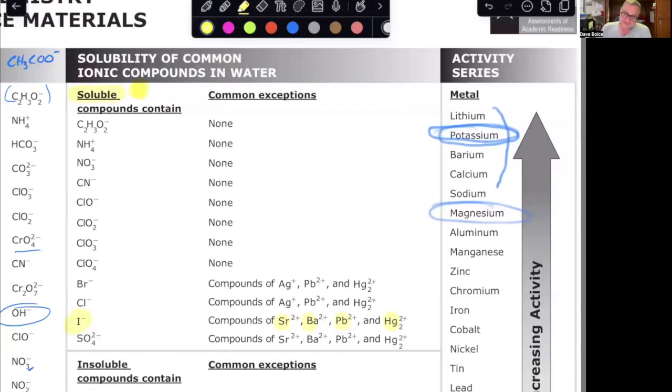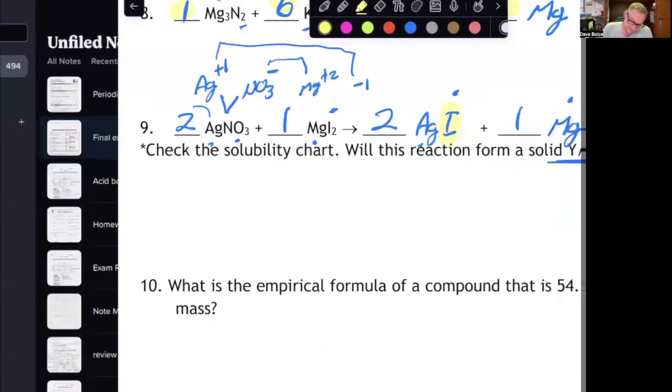That's not going to form a solid. Okay, and then my second compound had NO3, right? And I'm fairly sure that was magnesium. Go back and check. Yeah, it was. But NO3, there is no exception. So if that ended in NO3, then it is in fact soluble. So no, this reaction will not form a solid.